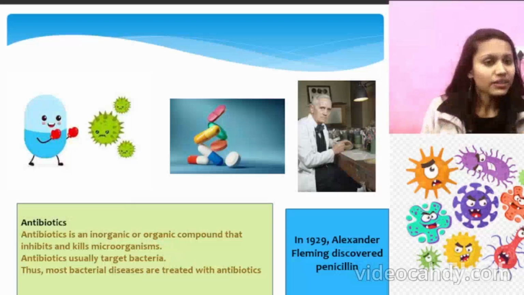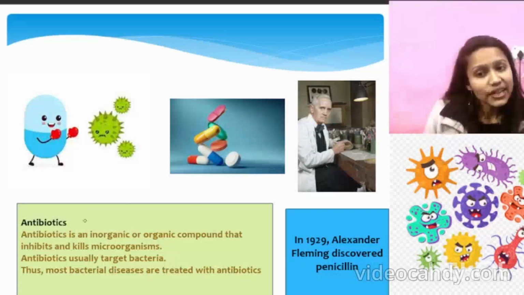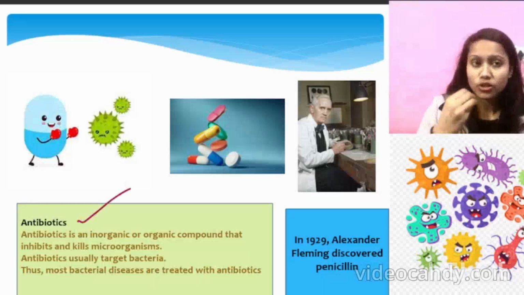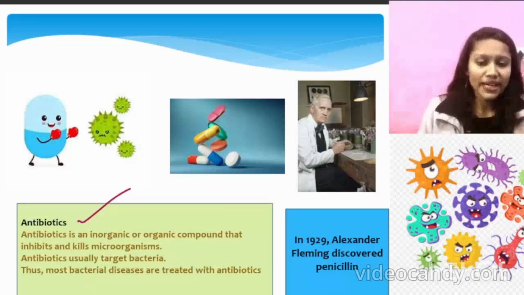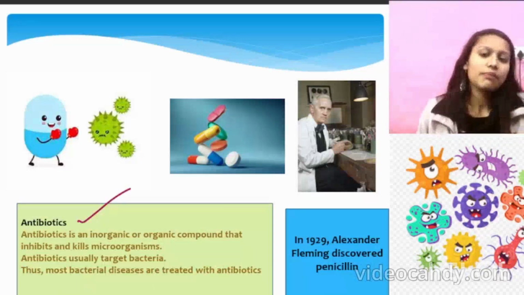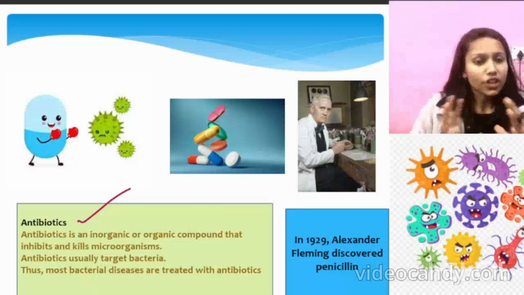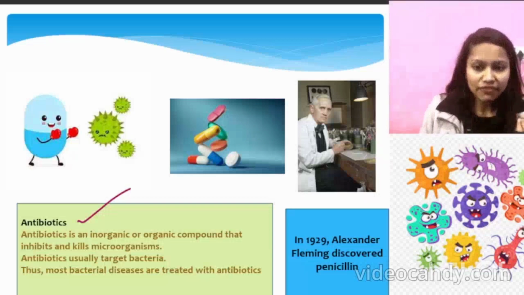From that discovery, he discovered penicillin, and penicillin is a kind of antibiotic that helps to treat bacterial infection. In this case, what will the penicillin do? It will inhibit the growth of bacteria, and when it weakens the bacteria in this way, then obviously over a period of time, after completing the course of antibiotic, what will happen? Our body will recover from the bacterial infection.